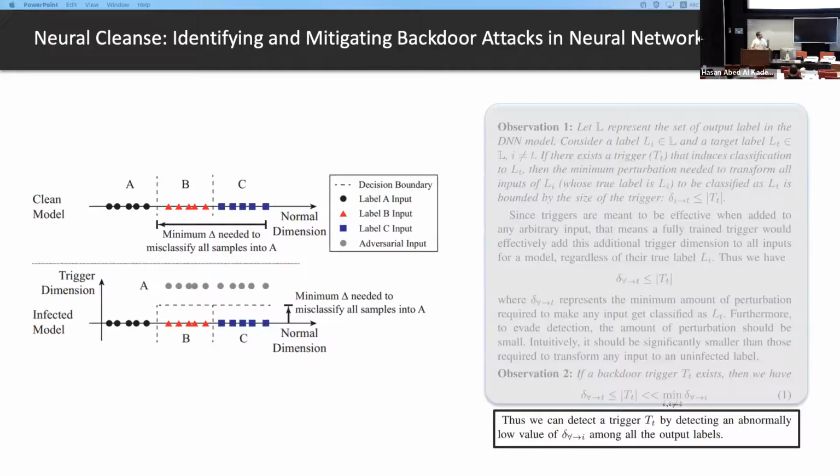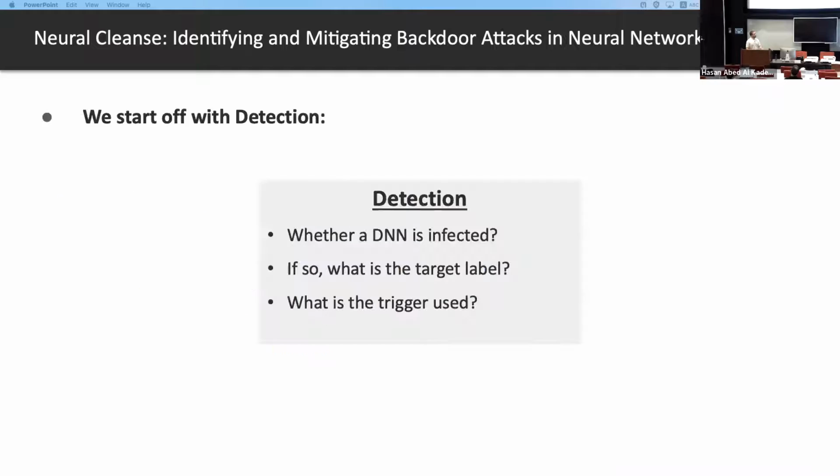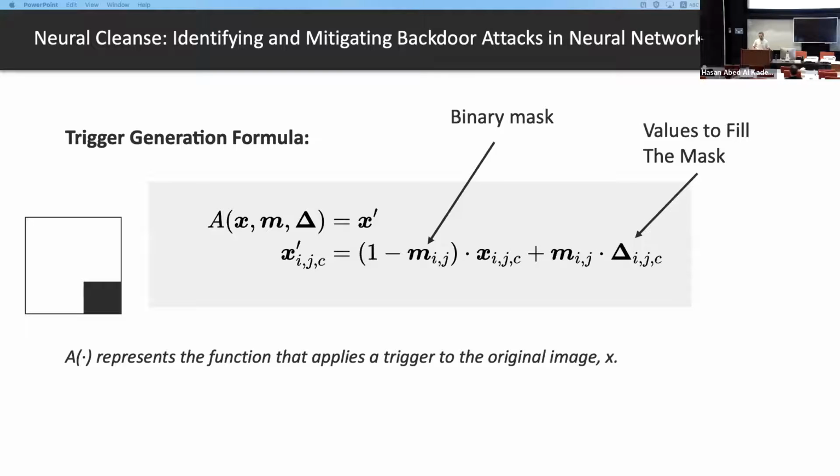Okay, we forget all this text and we only focus on a single line which says, thus we can detect trigger T by detecting an abnormally low value of delta. So let's explain their methodology. The methodology goes as follows. We want to do detection. We want to detect whether a DNN is infected, the target label, and the trigger that was used.